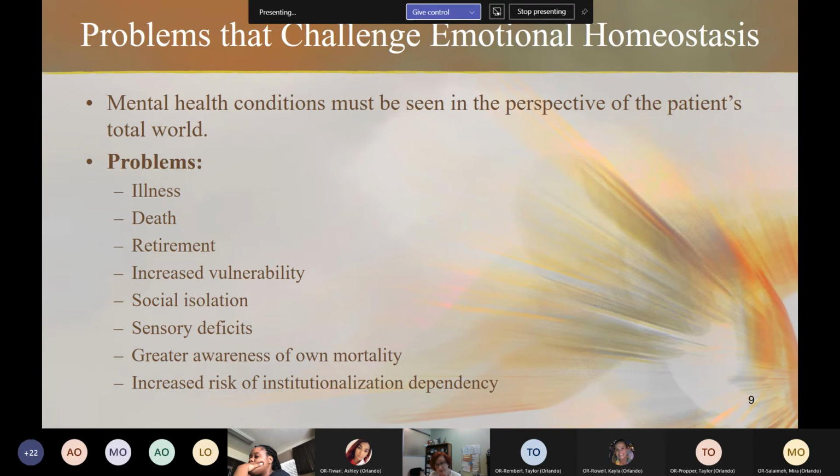That's important. Many of them are socially isolated for many reasons. Many just don't have another spouse. They don't have a lot of family. Maybe they don't have a lot of friends. But there's lots of reasons why a patient is isolated. But that is a major issue in this population, social isolation. Sensory deficits also cause problems with their mental health.